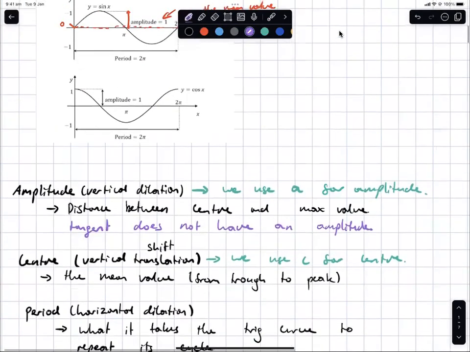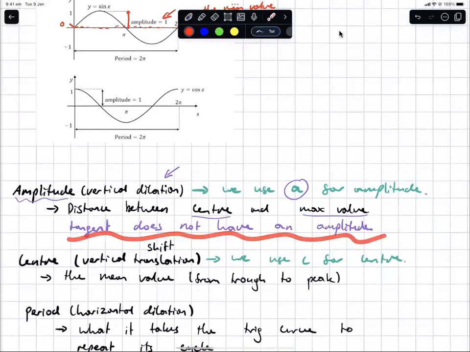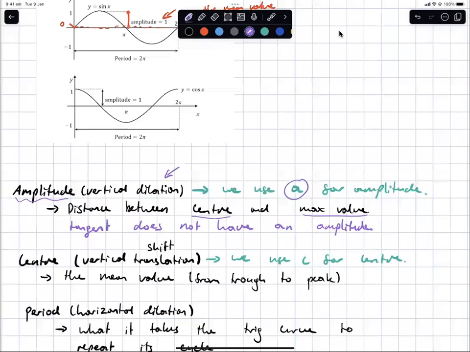So, understanding everything: first off, we want to use the terminology for amplitude as a vertical dilation. When we change the amplitude of a trig function, all we're doing is stretching in the vertical direction or compressing. We often use the letter A for amplitude, which is a little bit different to what we had before. The easiest way to understand the amplitude is the distance from the center, which we talked about, to the max value. Something worthwhile noting: tangent does not have an amplitude, because it approaches asymptotes and shoots off to positive and negative infinity. So just be careful of that one.